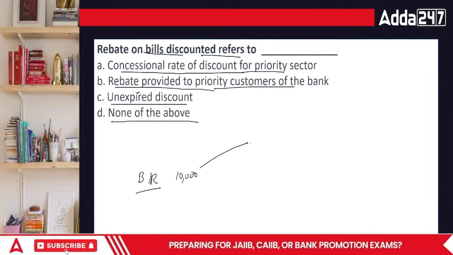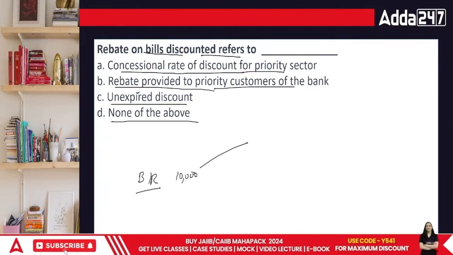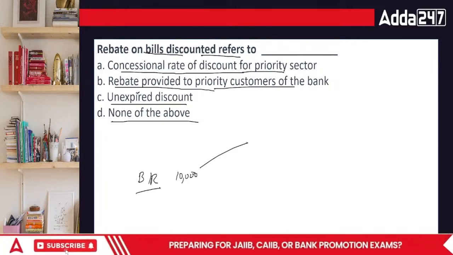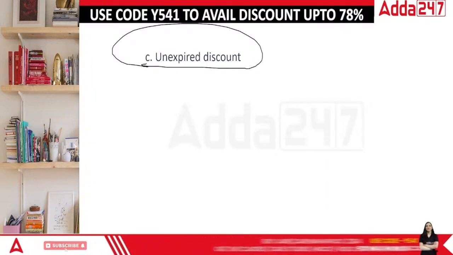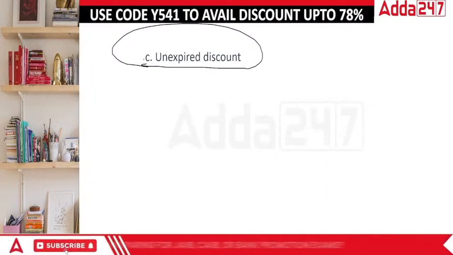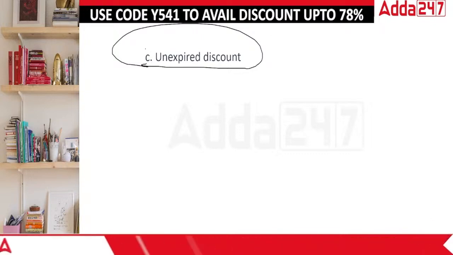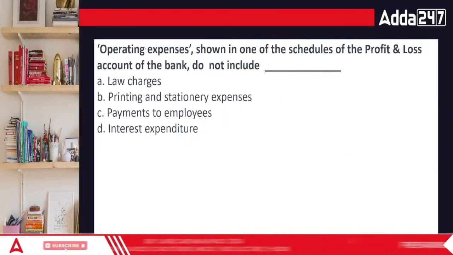Bill discounted is basically the amount where you are selling the bill to the bank, and rebate is basically the portion of unexpired discount, meaning the discount which is not passed on to you yet. Unexpired means that when a bill is discounted and the person pays before time, it is called unexpired discount.